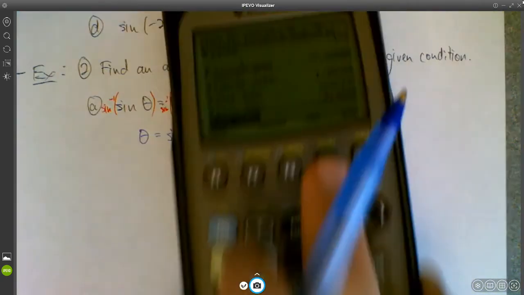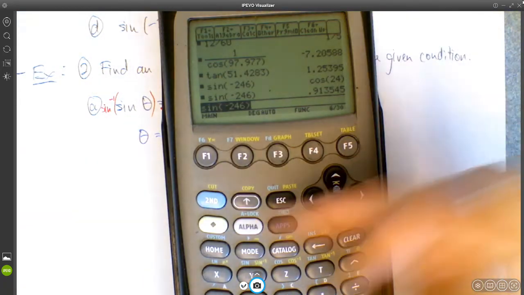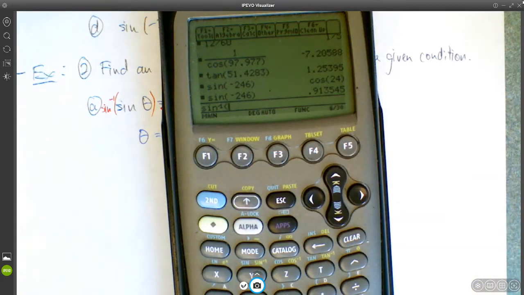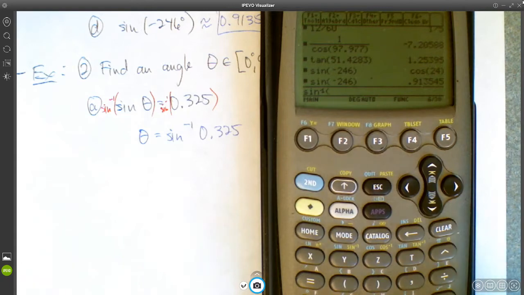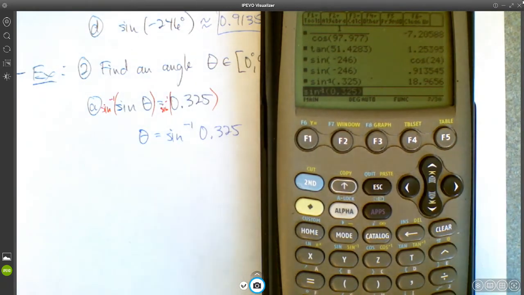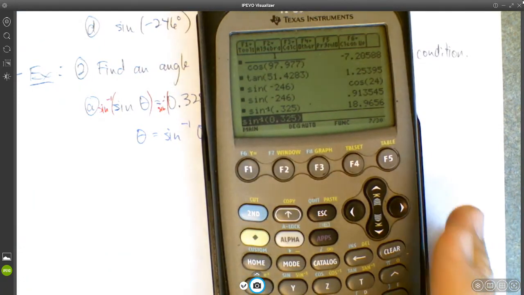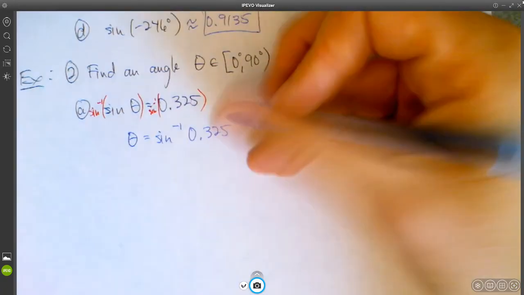Anyway, in your calculator, you have to find the sine inverse button, but it's a little different. It has that little -1. So you're going to do sine inverse of 0.325, and you get 18.9656 degrees.